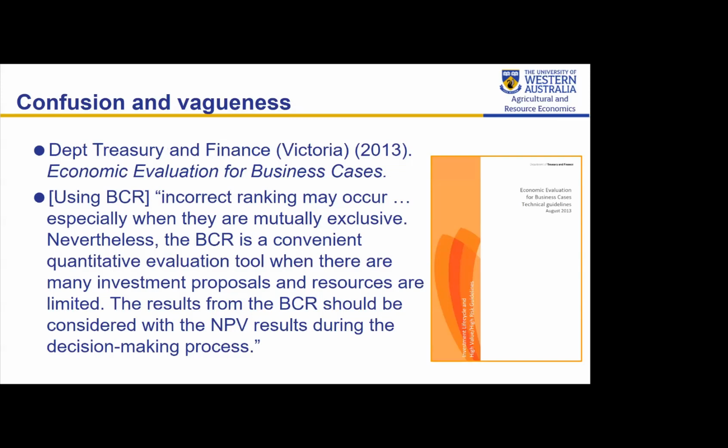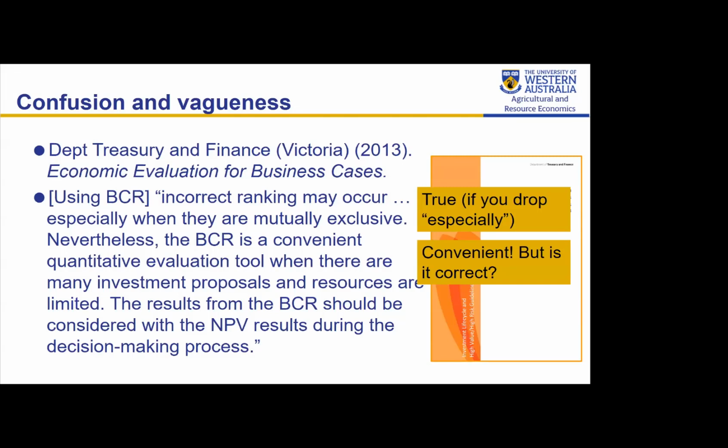They start by saying that using benefit cost ratio, if you do, an incorrect ranking may occur, especially when the projects are mutually exclusive. Well, that's true if you drop "especially", right? "Especially" seems to imply that it might be true in the other case as well. And it's not true if they're not mutually exclusive, because then benefit cost ratio works fine, right? So drop "especially", and that's a true statement.